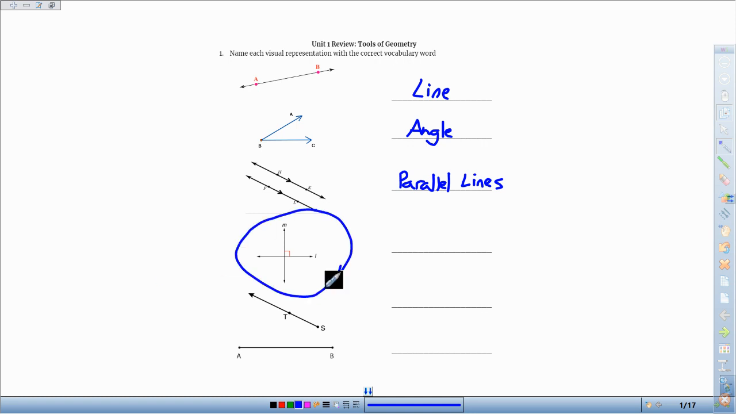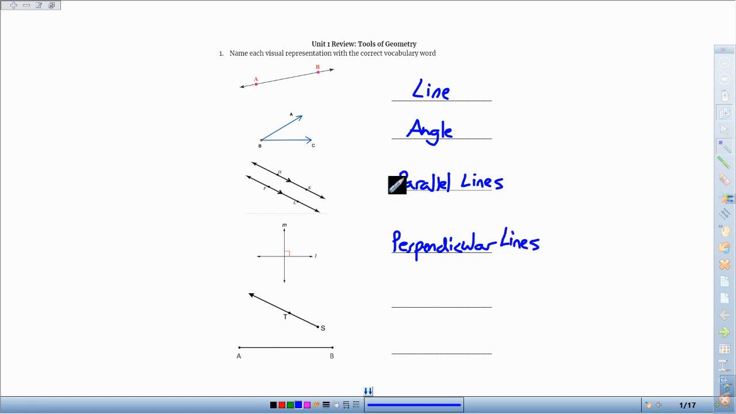Take a look at this one. We have two lines crossing one another, making a right angle. The correct answer to this one is not right angle. It's knowing that when two lines cross and create a right angle, they are perpendicular lines. So perpendicular. We'll get more into parallel and perpendicular lines in some other problems.